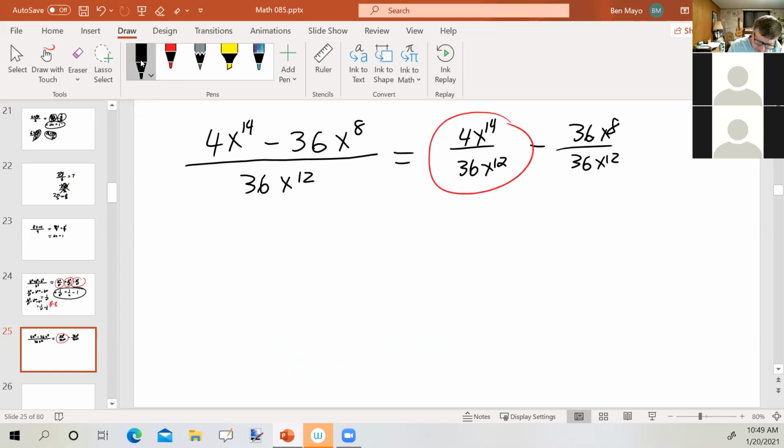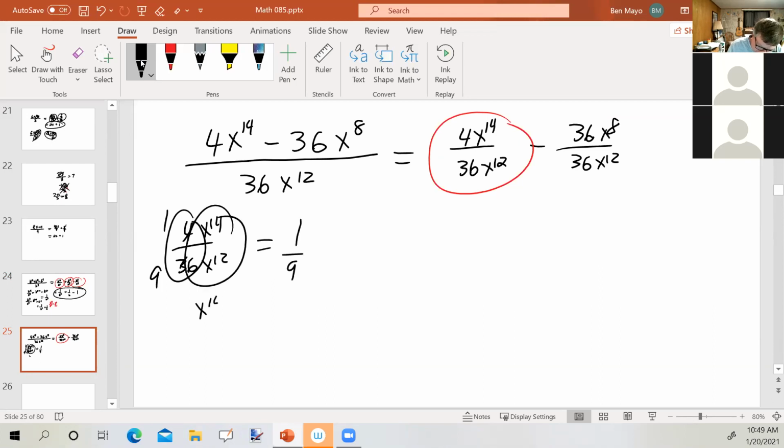The first fraction, 4x to the 14th over 36x to the 12th. 4 over 36 reduces down to 1 over 9. And x to the 14th over x to the 12th would be x squared. Okay, so we get 1/9 x squared, or you could write it as x squared over 9, either way.